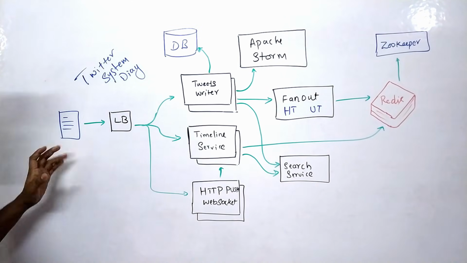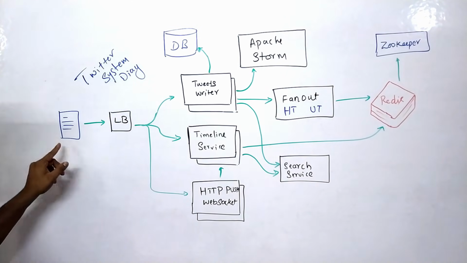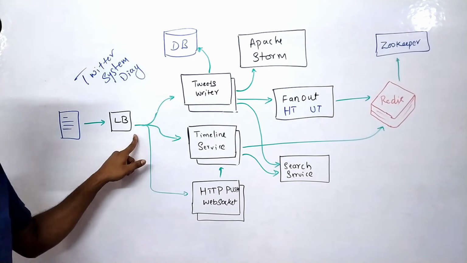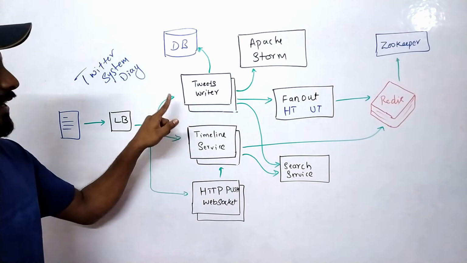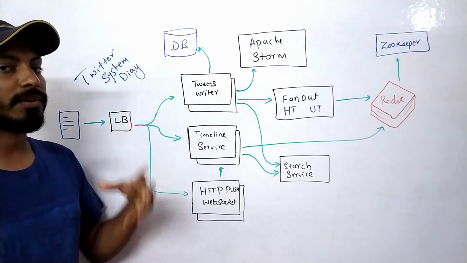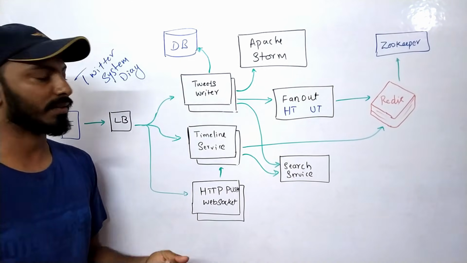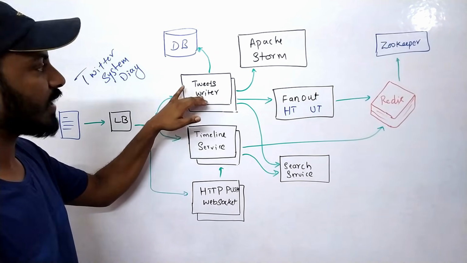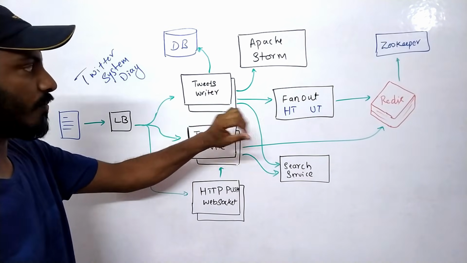Say for example, if a person tweets, that message or the API call hits the load balancer, and then that call hits the Twitter writer. And these are the APIs which are responsible to handle the incoming tweet. What it does is, as I have already explained, the tweets are updated in two different components.